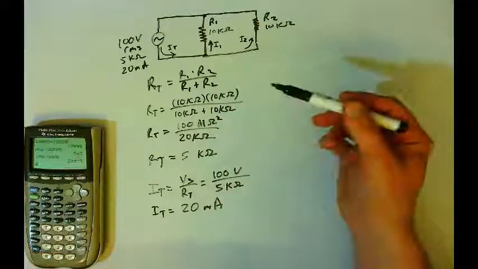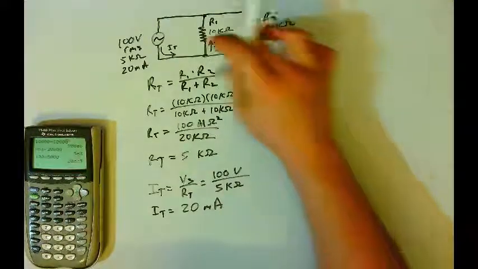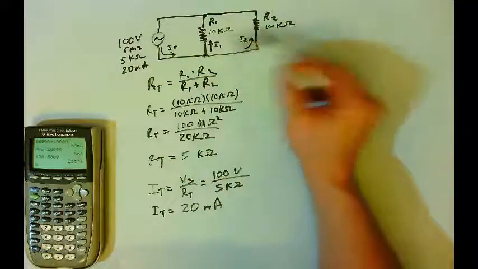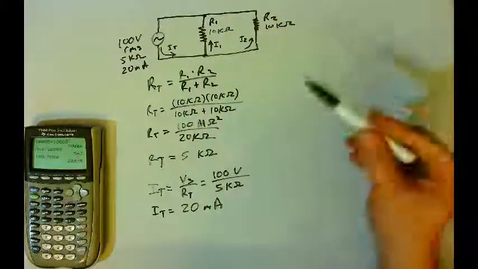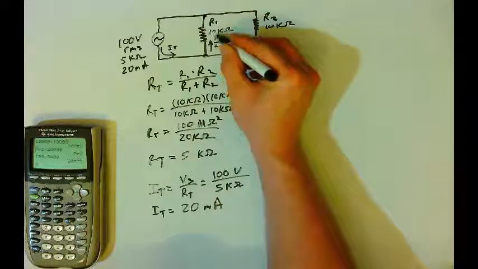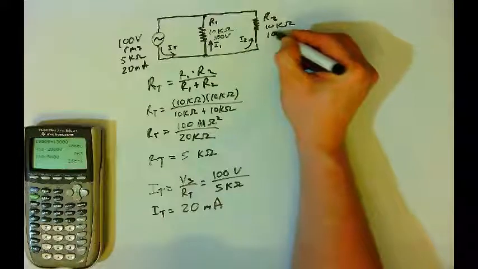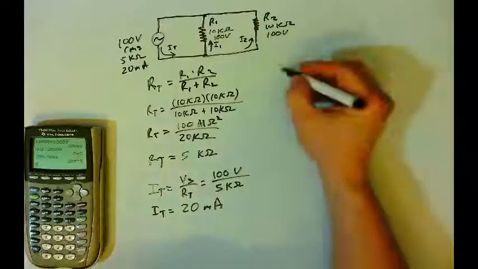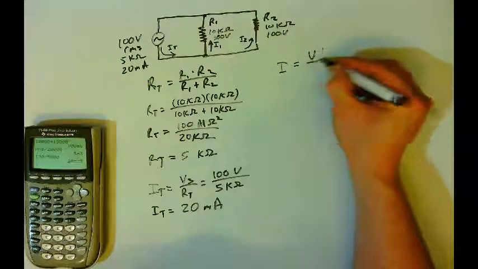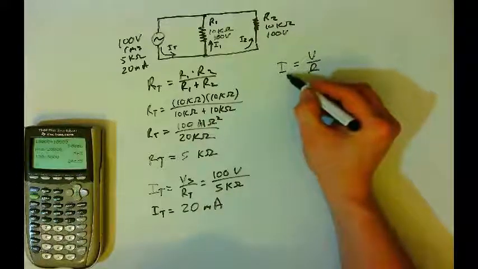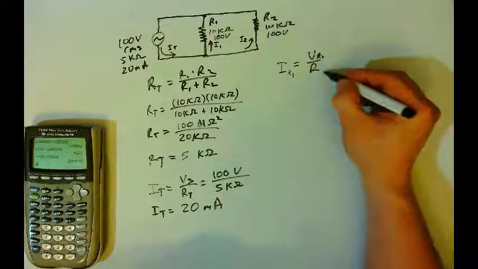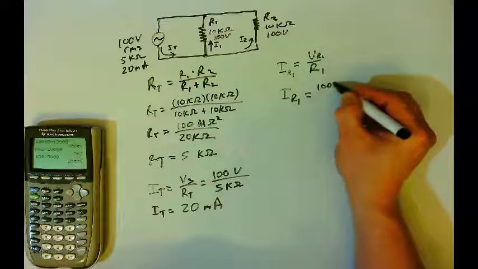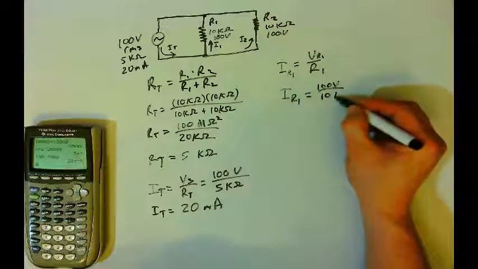And so to finish solving the circuit, the thing that we know is that because R1 and R2 are in parallel, and they're also in parallel with the source, they have the same voltage across them. They all have 100 volts across them. And so the voltage for R1 is 100 volts, and the voltage for R2 is also 100 volts. And so we can find the currents in R1 and R2 by taking the voltage divided by the resistance. And so the current for, let's say, R1 will be the voltage on R1 divided by R1. And so the current through R1 will be equal to 100 volts divided by 10 kilo ohms.